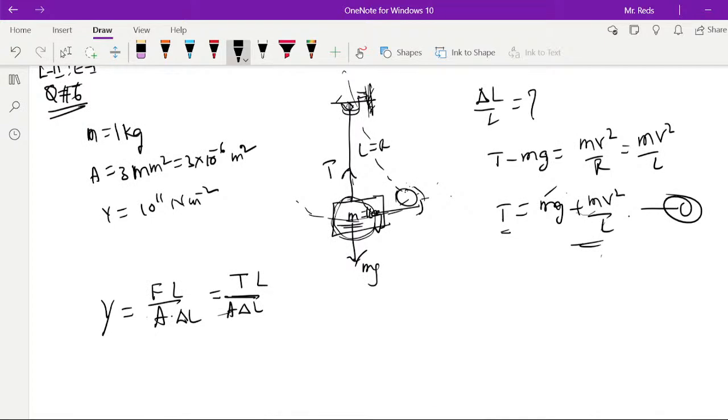v square by r is nothing but acceleration. We can also express m v square by r, which is the centripetal force, as mg into v mgr.